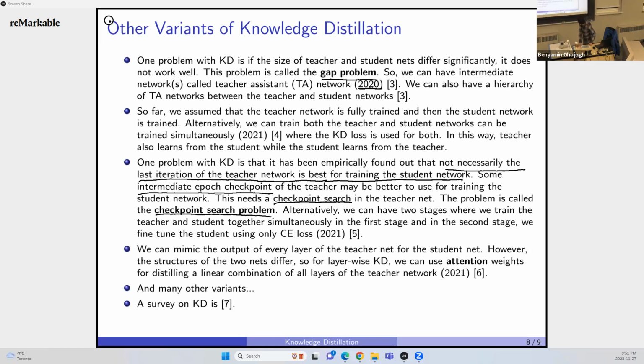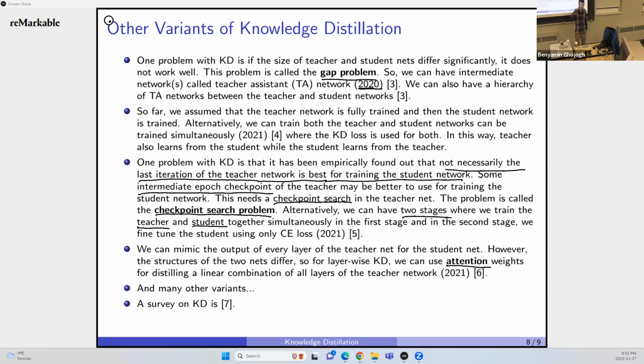Alternatively, we can have two stages where we train the teacher and a student together simultaneously. Let's teach them simultaneously, right? By the way, we can have attention between the student and teacher. Why do we need attention? Do you remember? What was attention? Do you remember? Transformers and attention that we talked about, right?